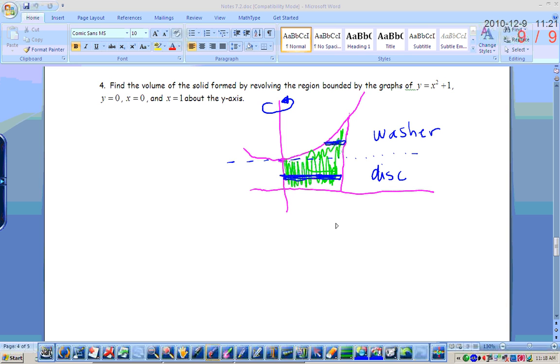Let me repeat that and see if you agree with it. If we had revolved it around the x-axis, we could have just done the disk method in one integral. Yes, she is correct about that.